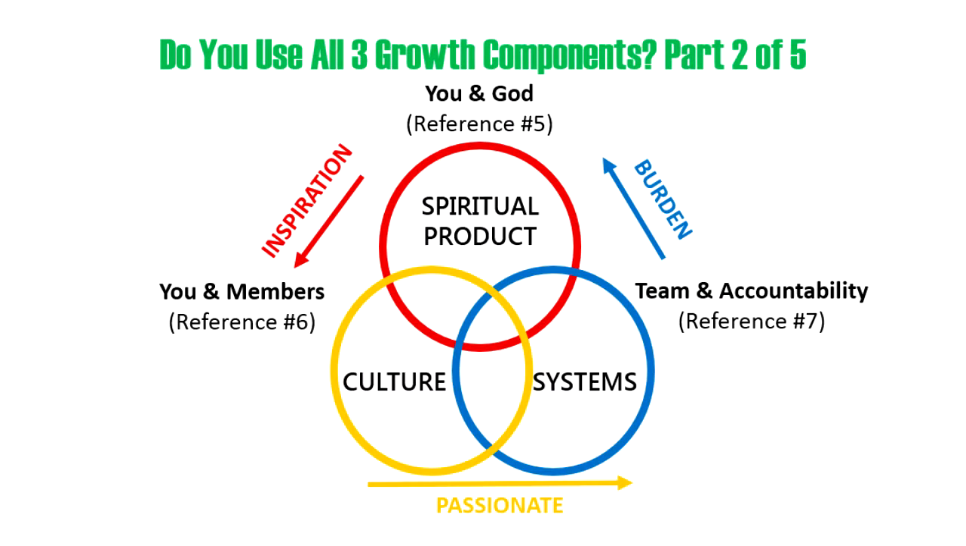So now we're ready to look at the three growth components, which you will find on the middle of your first page of the document here. There are three key components in church growth. There's the spiritual product, the culture, and the systems. If any one of these three are weak or missing, it will hinder your church growth, okay? And we'll explain in a little bit how these relate to the church growth cycle and how they work together.